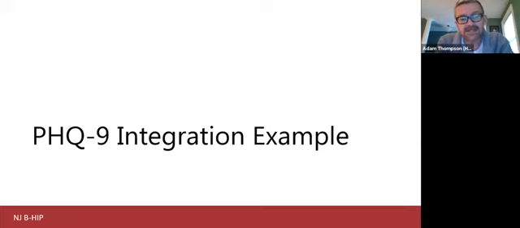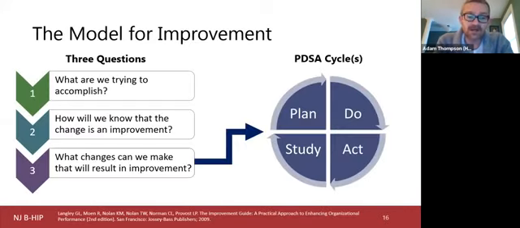So let's take a look at an example about how this might work. We've asked all of the sites to integrate the PHQ-9 screening into their systems if they hadn't already done so. A lot of the sites have been walking through this process. We've seen how all of you have approached it. And we thought this would be a great way to walk you through how the model for improvement applies to this space.